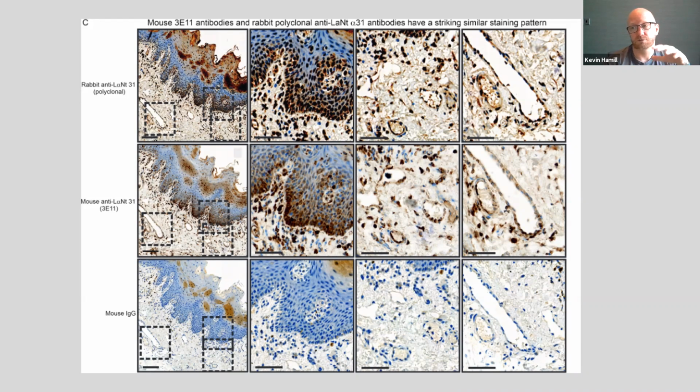On top of that, this is a rabbit polyclonal compared with a mouse monoclonal when we look at oral tissue, and we see a very similar distribution pattern. So both antibodies are giving us the same thing. They're raised in different ways against different parts of the unique region, which makes us even more confident that we're seeing the right thing.